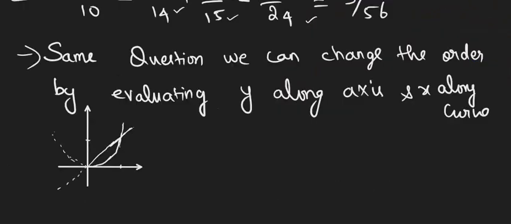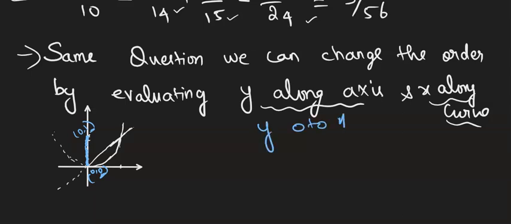Now the same question, I can change the order by evaluating y along the axis and x along the curve. So now what is y along axis means? I am measuring in my diagram, y always varies from down to up. I have told from down, I am just checking where the shaded region ends. So this is 0, 0, this is 0, 1. So your y is changing from 0 to 1. So y varies from 0 to 1.